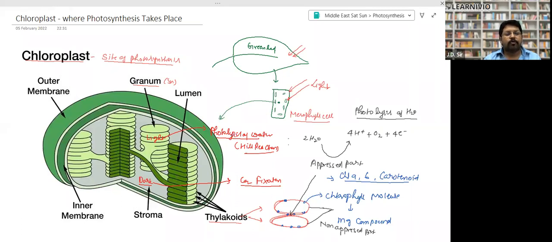Photolysis means photo means light and lysis means breakdown. Photolysis is the breakdown of water in the presence of light. This is also known as the Hill reaction. So the Hill reaction, or photolysis of water, or light reaction, takes place in the granum. Then what happens in the stroma? The dark reaction, that is CO2 fixation, takes place in the stroma. So half of the reaction takes place here and half takes place here, right?